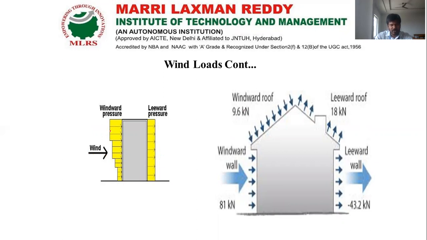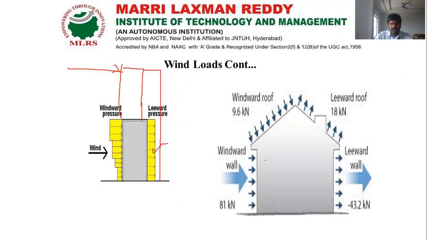So windward pressure can vary with respect to the height of the building. If the height is more, at the top of the building, the wind pressure will be very high. On the bottom side, the wind pressure will be less. But on the leeward side, where the wind is going to leave, it makes a constant pressure through the building from top to bottom. So we can show that in this figure.